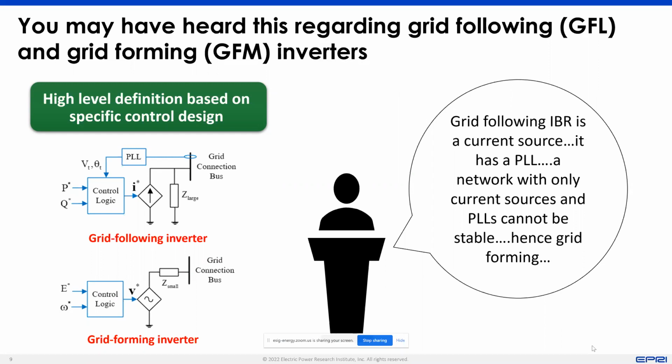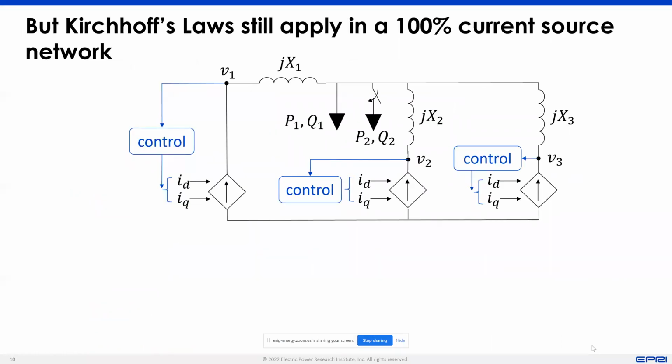But Kirchhoff's current law still exists in a system with all current sources. Kirchhoff's law doesn't vanish when you have only current sources. Ohm's law doesn't vanish when you have only current sources. So from a fundamental circuit theory perspective, a network with all current sources has a valid solution.